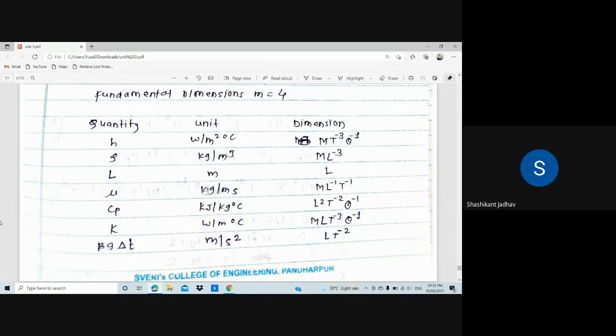h has dimension M T raised to minus 3 theta raised to minus 1. Density, M L raised to minus 3. Length has dimension L. Dynamic viscosity, M L raised to minus 1 T raised to minus 1. Cp, L square T raised to minus 2 theta raised to minus 1. k, M L T raised to minus 3 theta raised to minus 1. Beta g delta T, L T raised to minus 2.